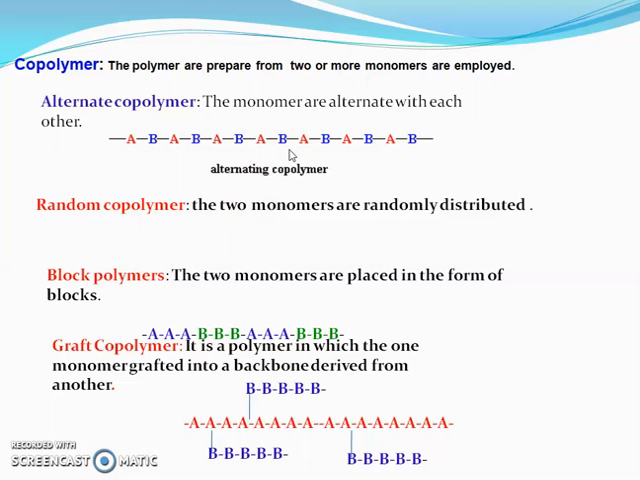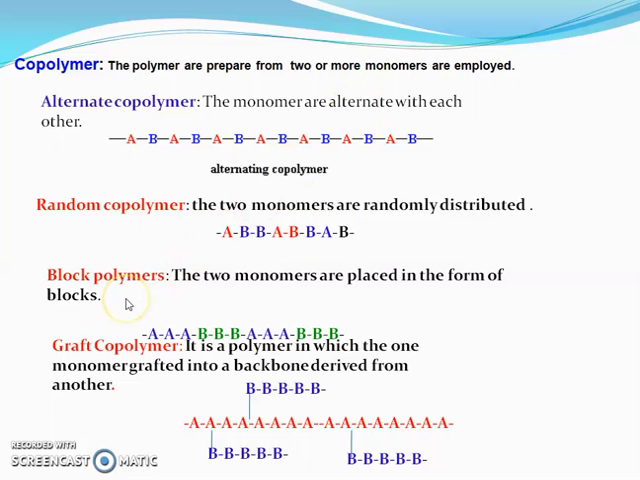Next we have the random copolymer. In a random copolymer, the two monomers are randomly distributed. In the diagram, the monomers are joined randomly. It is not alternate and not arranged regularly. It means they join at any position or any point. So this is called a random copolymer.